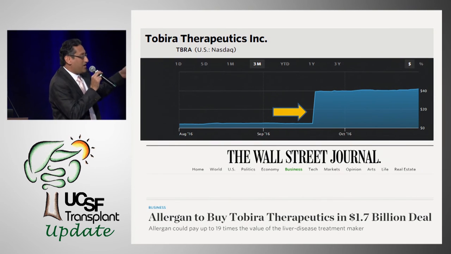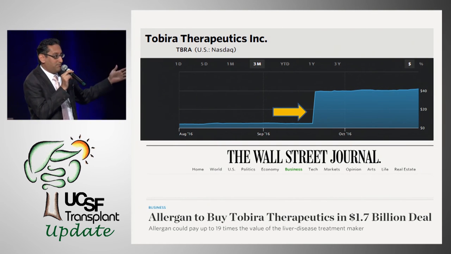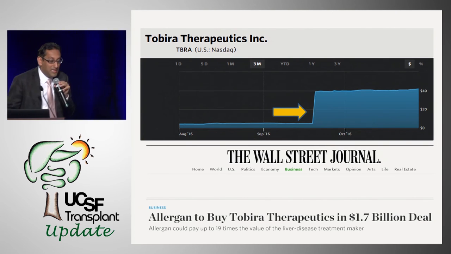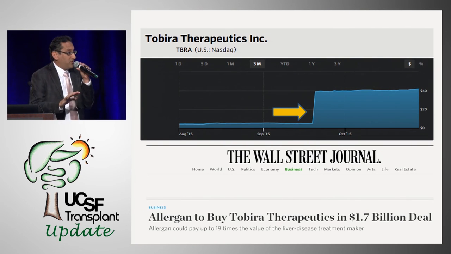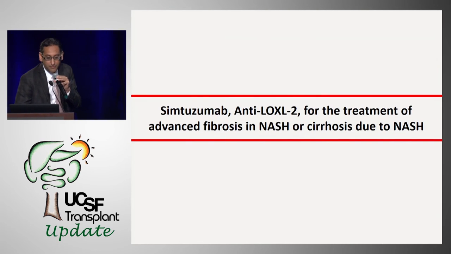And the same week, Allergan bought this company for $1.7 billion. So this is how the race is going on for NASH, because the companies want to be the first one to get FDA approval. But we are a long way from that right now.